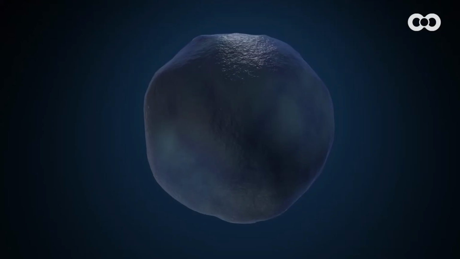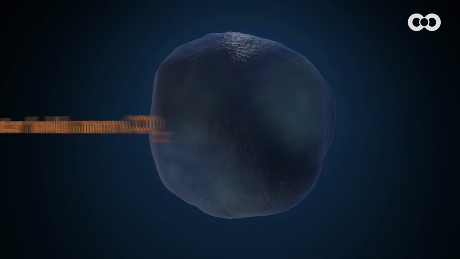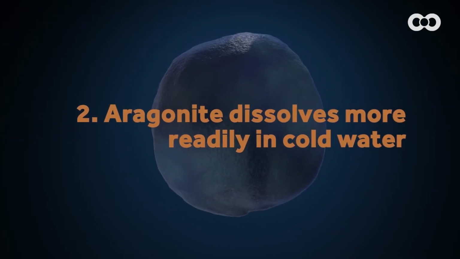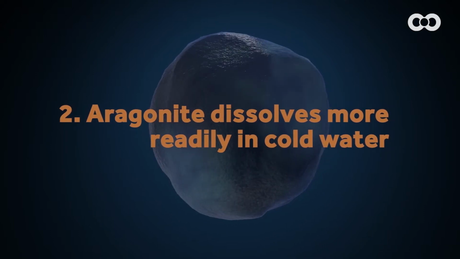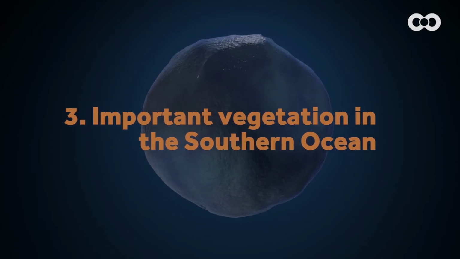It's a problem across the global ocean, but particularly in the cold waters of the Southern Ocean. Because, one, cold water holds more CO2 than warm water, and two, aragonite dissolves more readily in cold water. And three, there's important vegetation in the Southern Ocean. Beyond all of this, there's already a lot of CO2 in this ocean because of all the organic matter that fell and decayed there. That's why the Southern Ocean will be one of the first places for acidification and undersaturation of aragonite to happen.